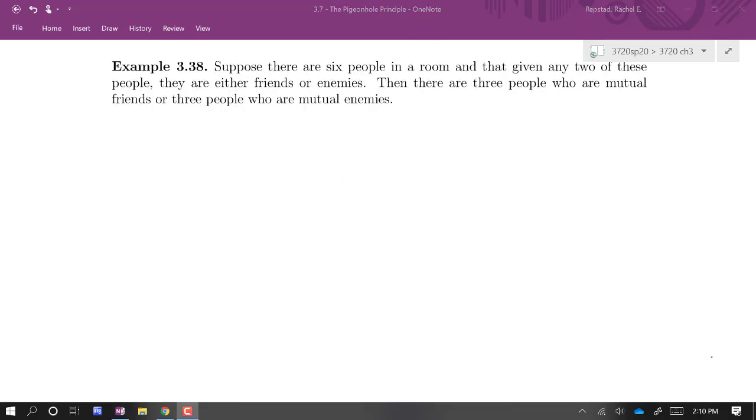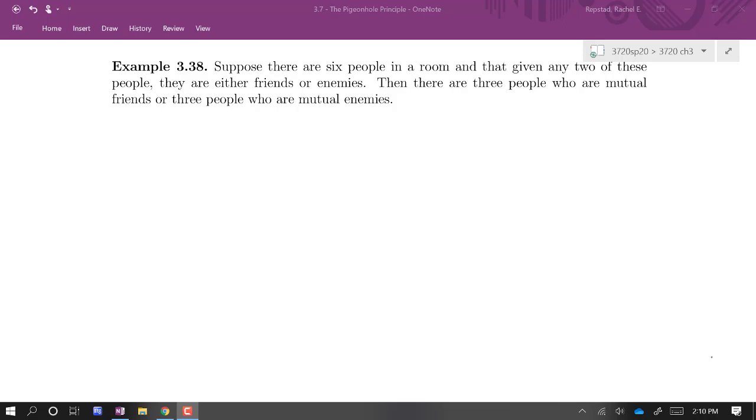All right, we're going to finish up this section with an example. Suppose we got 6 people in a room. And suppose with these 6 people, that given any 2 of these people, they're either friends or they're enemies. Then we're going to show that there are 3 people who are mutual friends or 3 people who are mutual enemies.